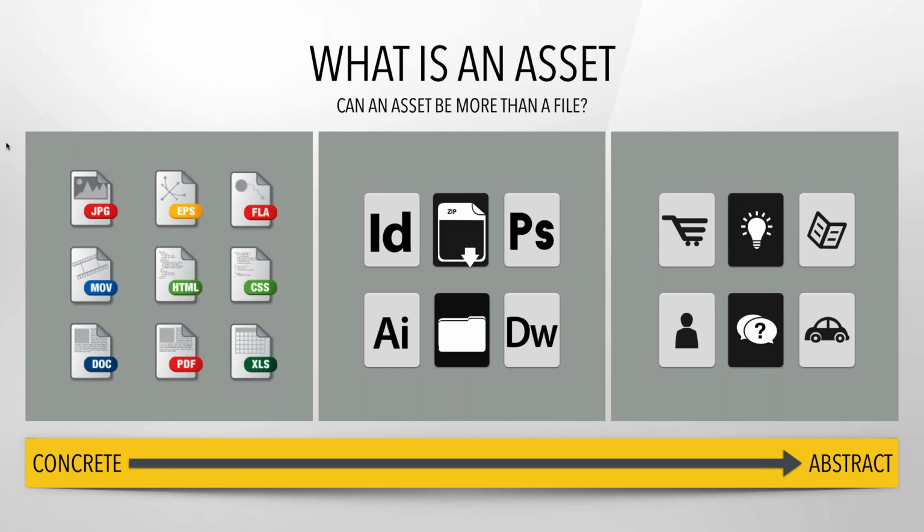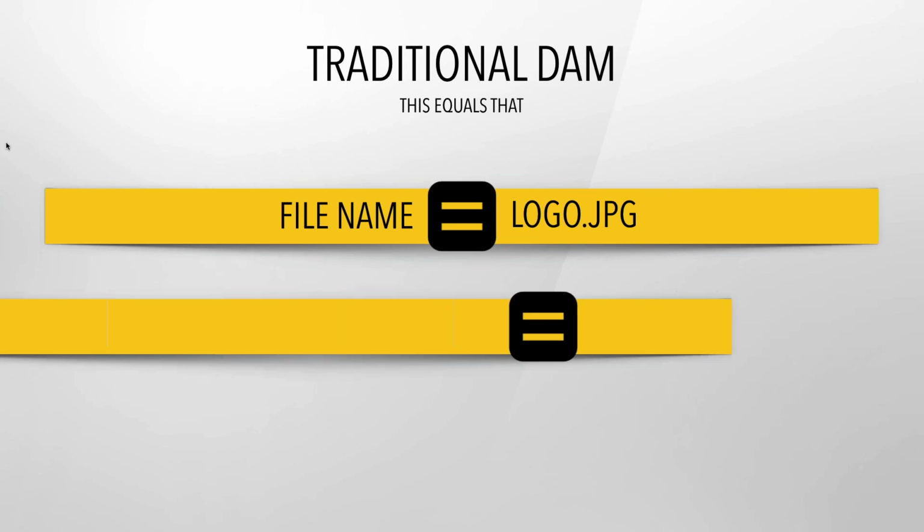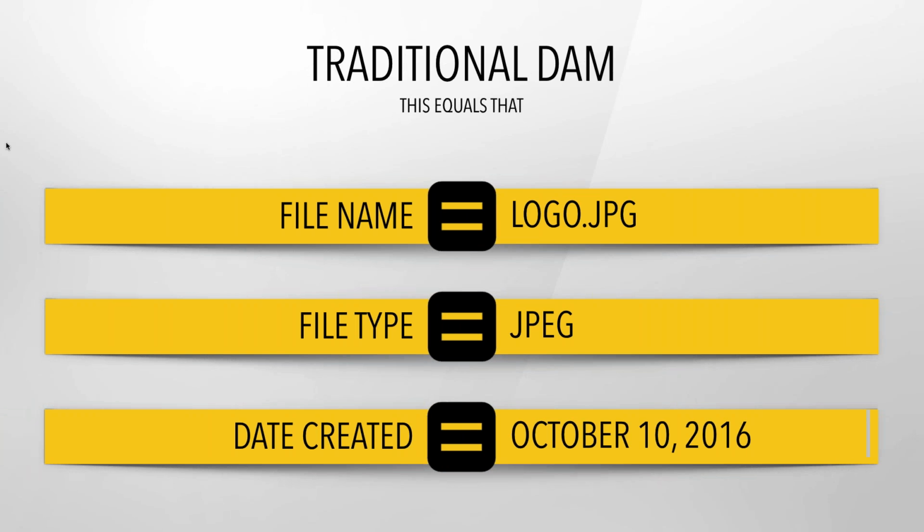But they basically have a very simple association between the asset and the piece of metadata. So what you have is the file name equals logo.jpg, the file type equals JPEG, the date created equals October 10th, 2016. Up until now, that's really been the extent of our vocabulary. It was always this equals that, this equals that, this equals that.